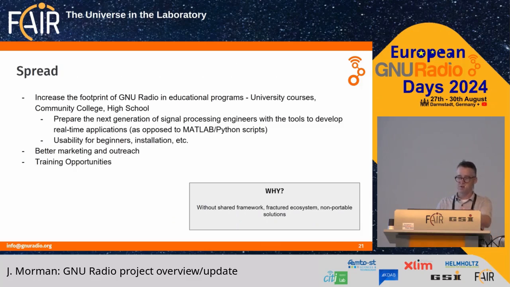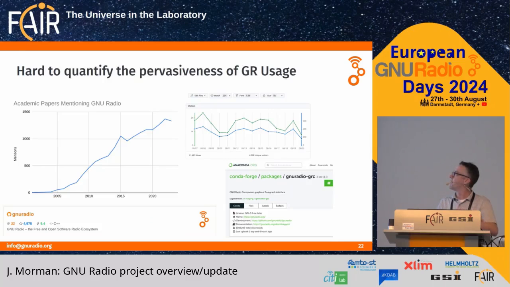So we're talking about the spread of GNU Radio. One of the challenges we have is it's hard to quantify how much GNU Radio is out there. So we have some insights into it, but we don't put tracking cookies on our website. We don't track our emails, things like that. So how can we know how many people are using GNU Radio?